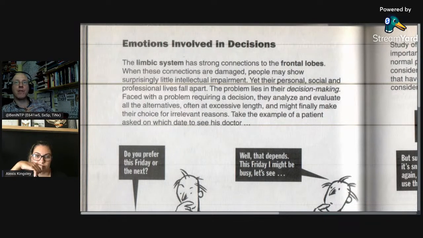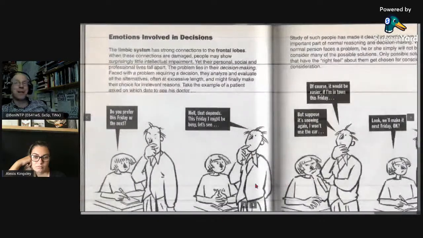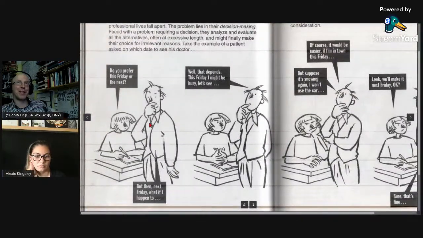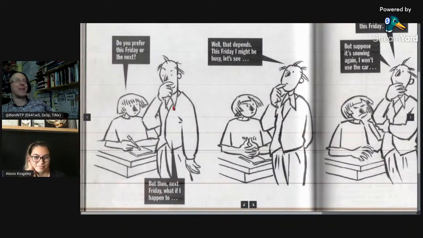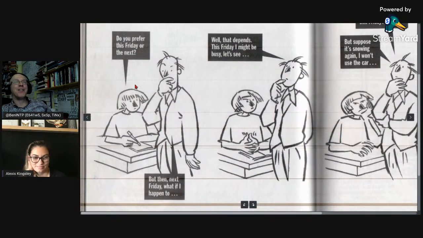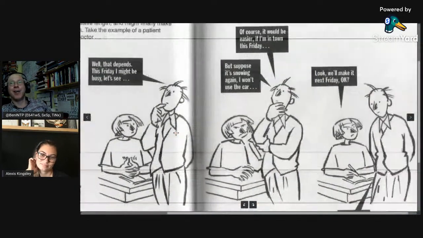Faced with a problem requiring a decision, they analyze and evaluate all the alternatives, often at excessive length, and finally make their choice for irrelevant reasons. Take the example of a patient asked on which date to see his doctor. Now, this is a little bit like an extreme ENTP in that they don't know how they feel. It's like, do you prefer this Friday or the next? Well, that depends. This Friday I might be busy. Let's see. Well, then next Friday, what will happen to it? It's like, because they're not getting a gut feeling.